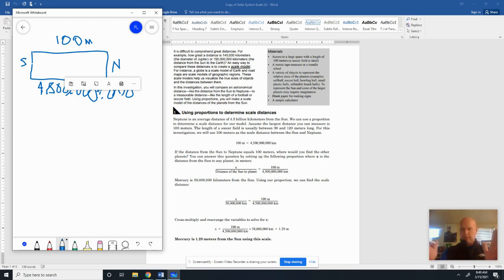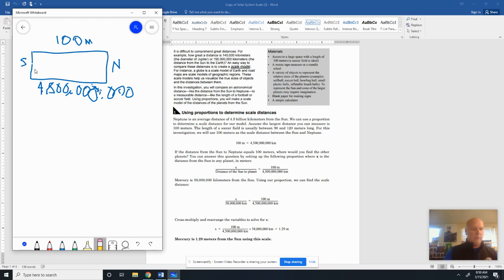If we took this little square that is my screen right here, I want to put all the planets right there in this little area. So the sun's on one side over here, and Neptune's over here. So that distance is 100 meters to 4,500,000,000 meters.